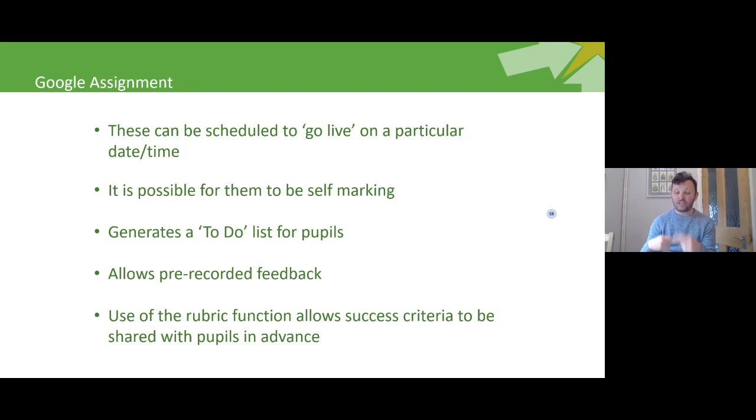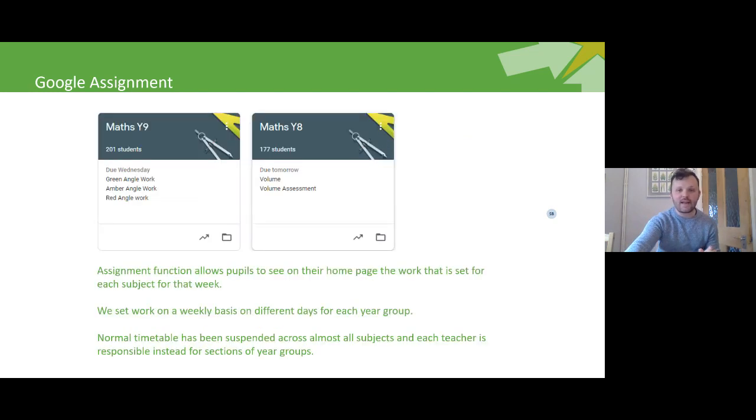What our pupils like is the assignment function generates a to-do list for them. That means when they open up a classroom homepage, from the perspective that they see, it takes them to what do I have to do for each subject that week. So here is a bit of a classroom as it's seen by a pupil. Once they log in, they will see all their subjects listed in front of them. This happens to be 2 maths classes. You can see that in the Year 9 maths class, any pupil in Year 9 that logs in would have seen that they had work on angles due in on the Wednesday. And any pupil in Year 8 would have seen that they had some work on volume and a volume assessment to be due in tomorrow.